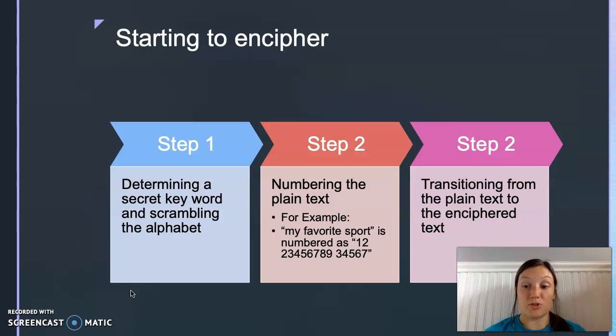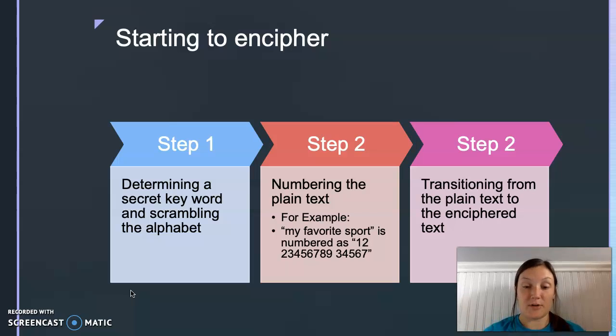So how to start enciphering? Step 1 is to determine a secret word and scramble the alphabet. This is done by first crossing off the repeated letters in the keyword and then continuing writing out the rest of the alphabet, but skipping over any letters that are used in the keyword. It'll make more sense once I go through an example.